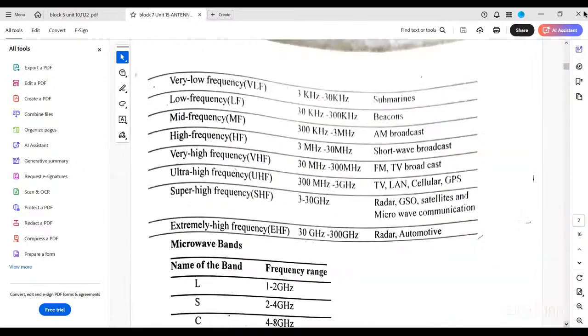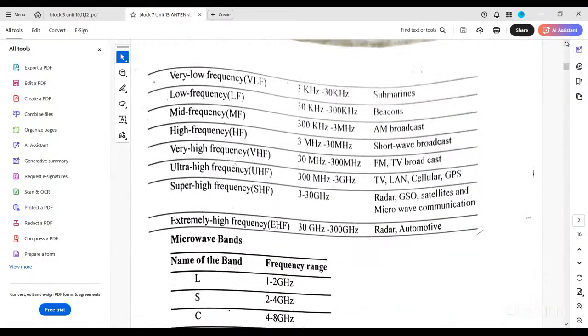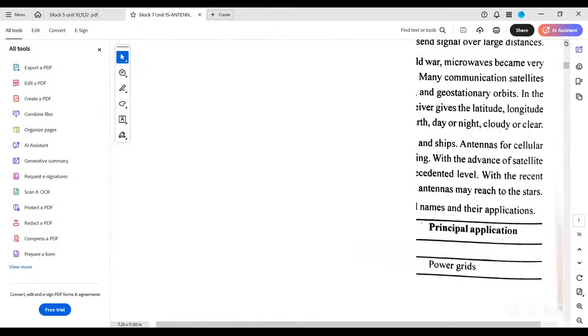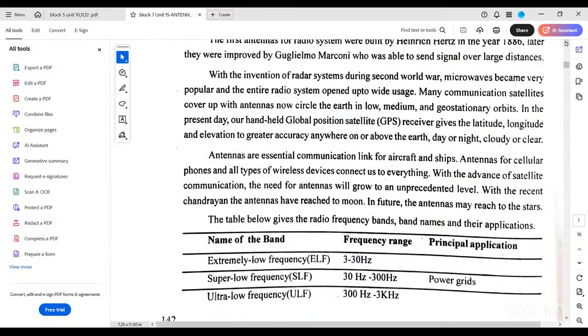What is VLF? Very low frequency. Just check the list, which is useful for further topics. ELF means extremely low frequency, in terms of hertz only. The frequency here is 3 to 30 hertz. Next, SLF, super low frequency, from 30 hertz to 300 hertz. Next, ultra low frequency, from 300 hertz to 3 kilohertz. The full forms are useful for further topics.